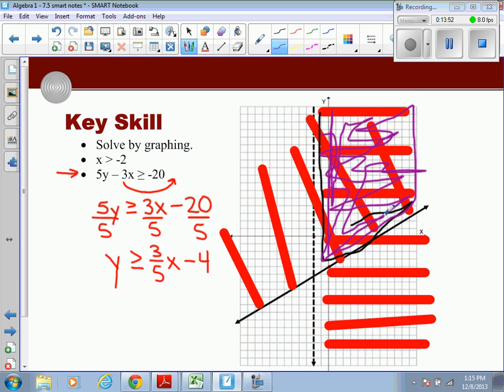Now, tomorrow in class, be prepared to be able to graph linear inequalities when they're given to you in slope-intercept form. Make sure you know how to decide whether the boundary line is solid or dashed and how to shade it. And then you'll be expected to use your notes and do a few problems using your notes to show us that you watched the video and you understand the basics of graphing linear inequalities.